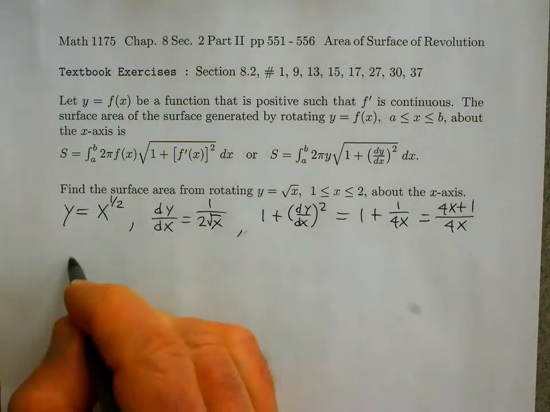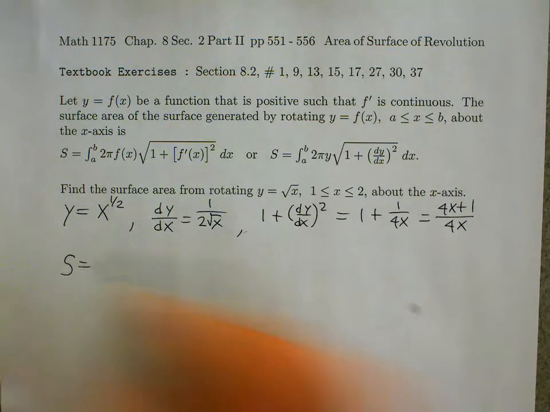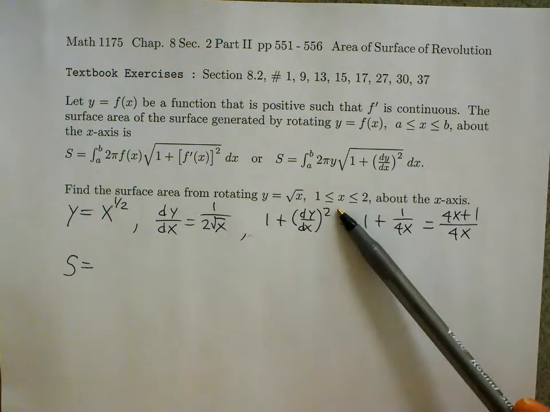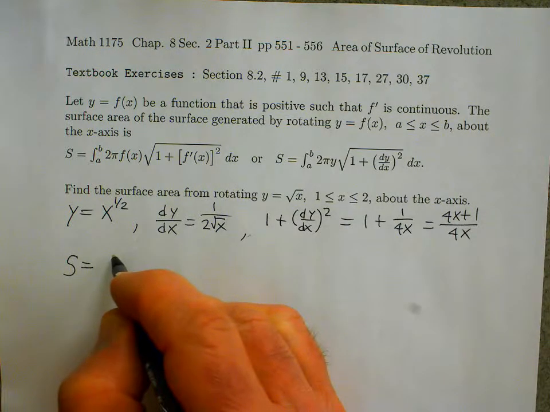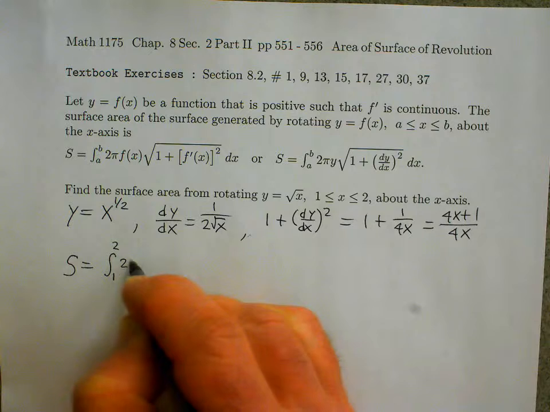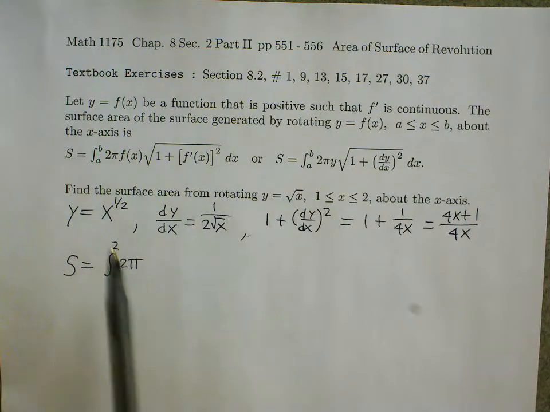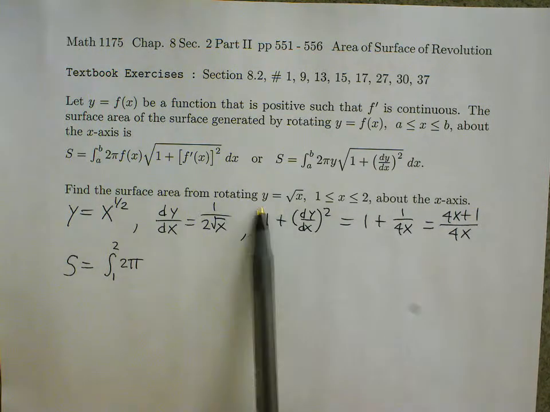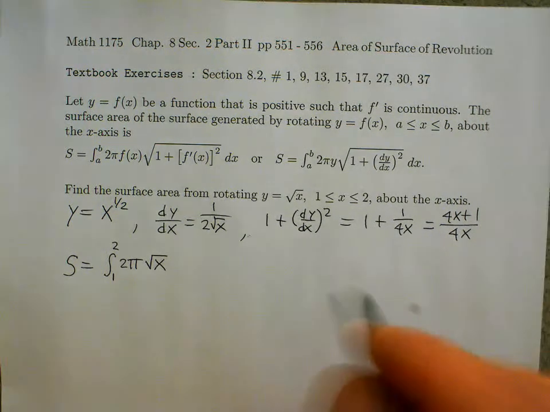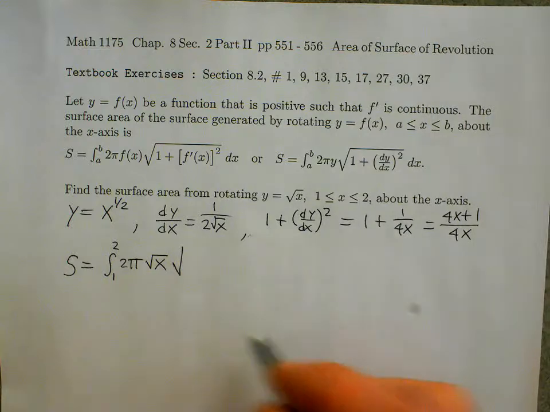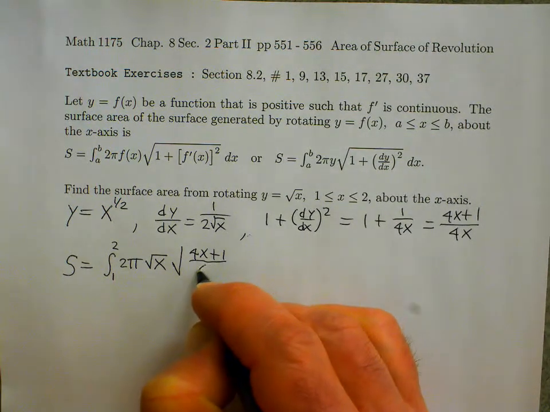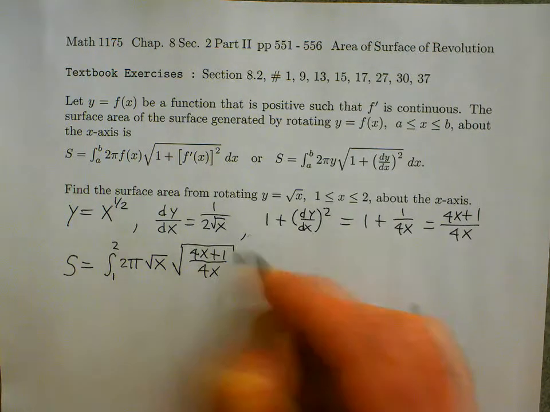Okay, so the surface area that we get by rotating y equals the square root of x on the interval from 1 to 2 is the definite integral from 1 to 2 of 2 times pi times f of x, or y, but y is the square root of x, so 2 pi times the square root of x, multiplied by the square root of 4x plus 1 over 4x dx.